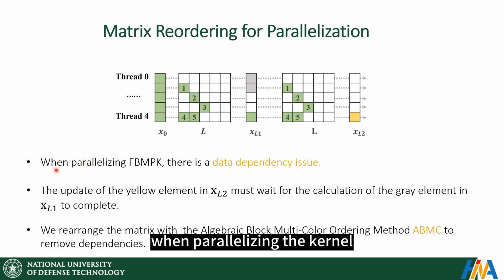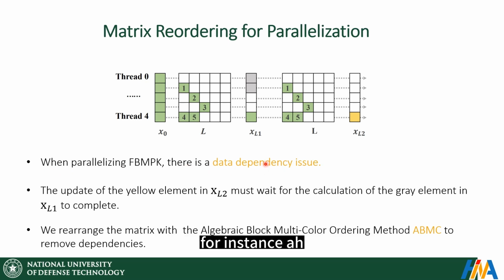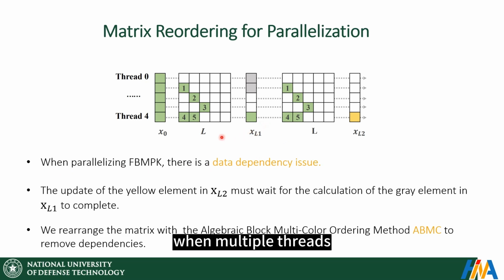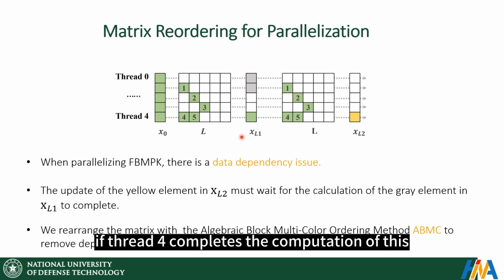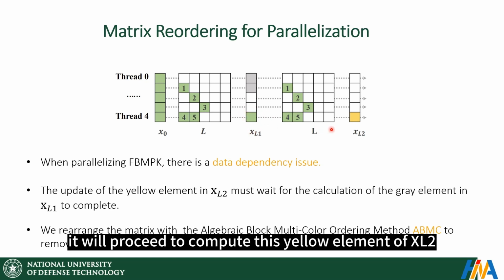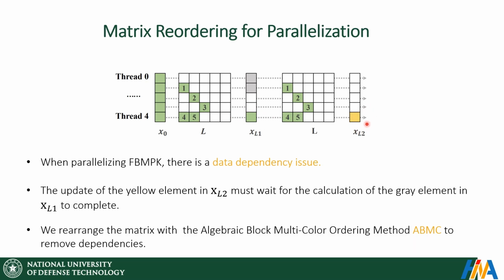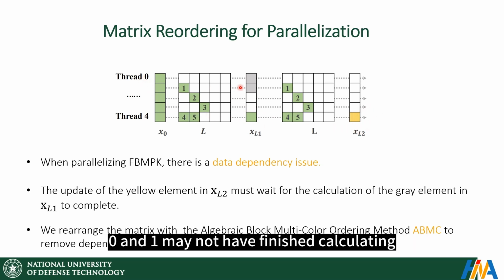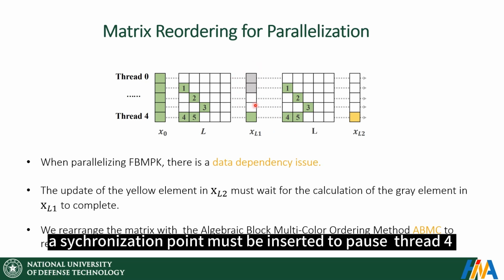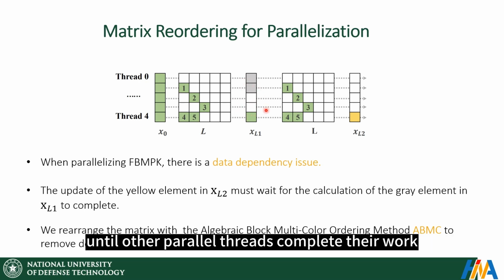When parallelizing the kernel, data dependence must be addressed. For instance, this figure shows the potential dependence that can occur when multiple threads access submatrix L and vector X. If thread 4 completes the computation of this green element first, it will proceed to compute this yellow element of XL2. However, as threads 0 and 1 may not have finished calculating these two gray elements in XL1, and elements 4 and 5 need these two gray elements, a synchronization point must be inserted to pause thread 4 until other parallel threads complete their work.